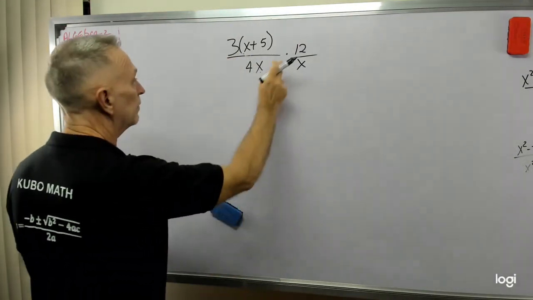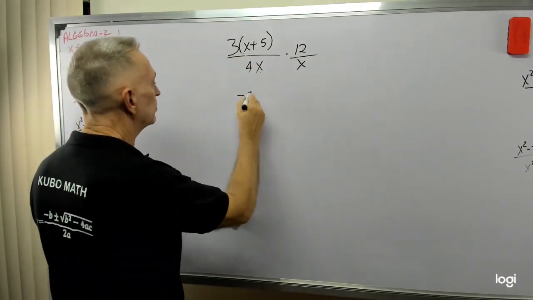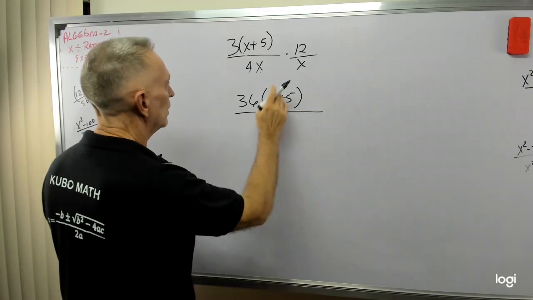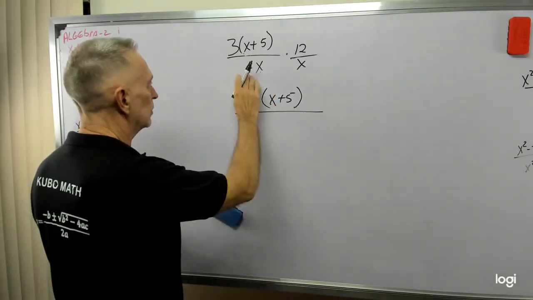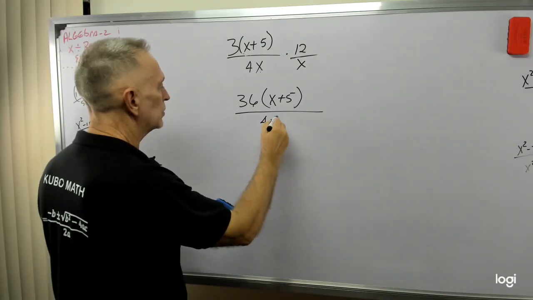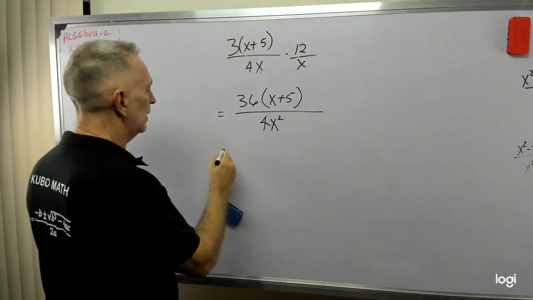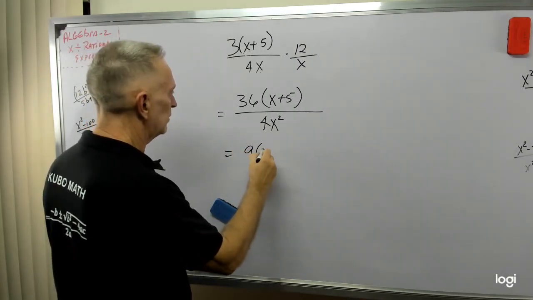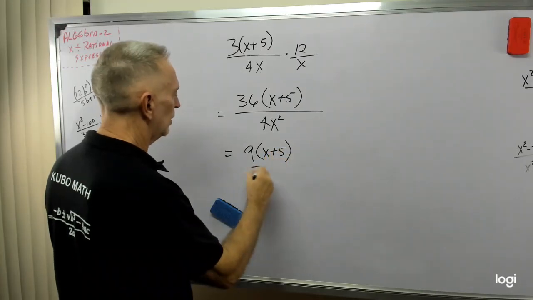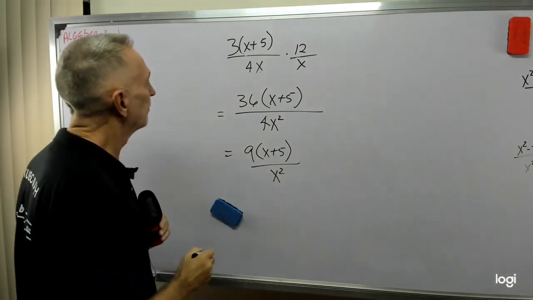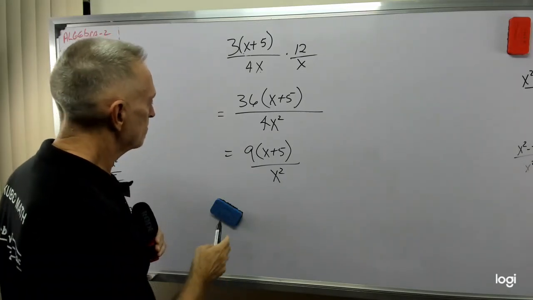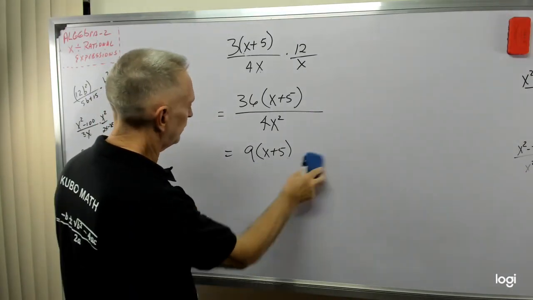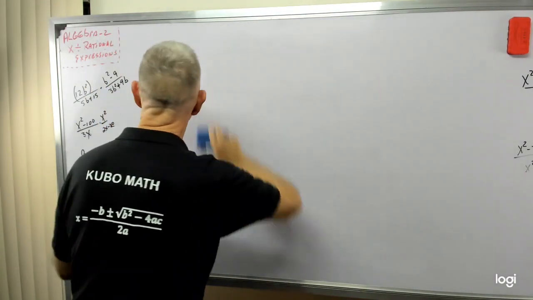All right, so what do we have here? 12 times 3 gives me 36x plus 5 in the numerator. The denominator, 4x times x, is 4x to the second power. Now 36 divided by 4 would be 9 times x plus 5 over x to the second power. Okay, so that would be that one. 3x plus 5. One down, a few more to go.